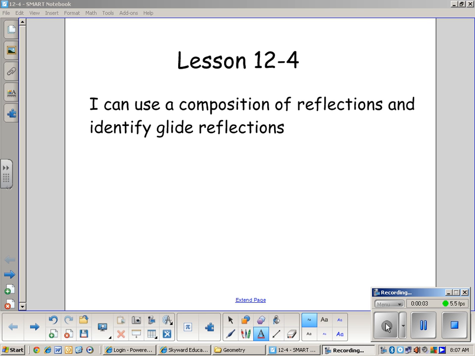We'll talk about using compositions of reflections, and we're going to want to know how to identify glide reflections. We talked about translations as a composition of reflections over parallel lines. We'll talk more officially about that today. And then yesterday, rotations as a composition of reflections over intersecting lines, and we'll talk about that more today.